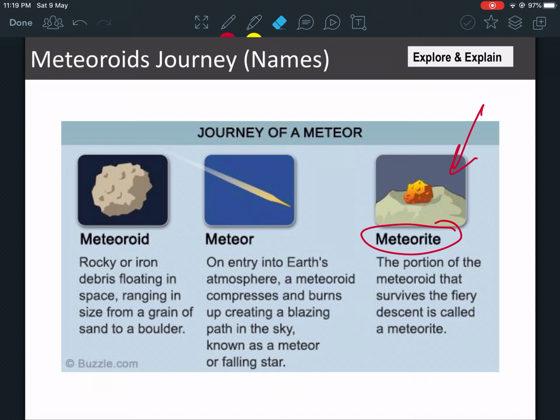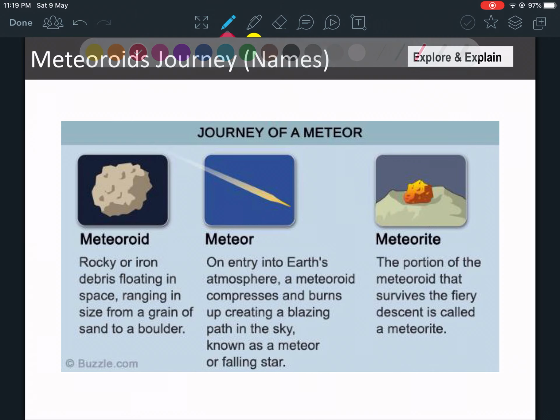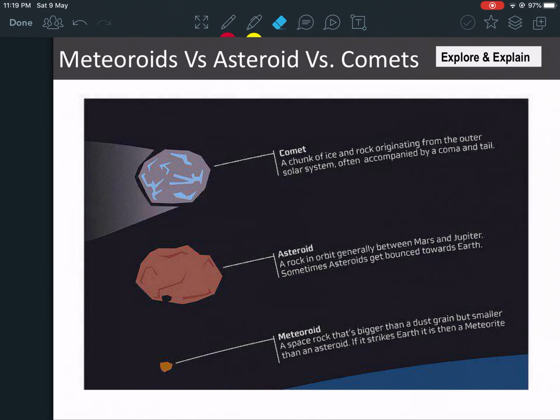It's basically location. A meteoroid is in space. A meteor is entering the Earth's atmosphere. And this is what's left after it enters the Earth, whatever survives. The piece that survives is called a meteorite. So you have to know the difference between these three.